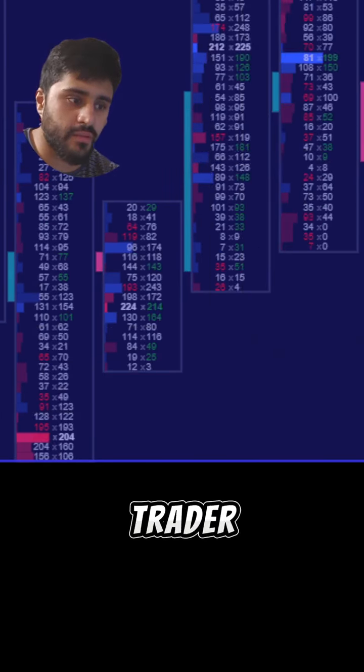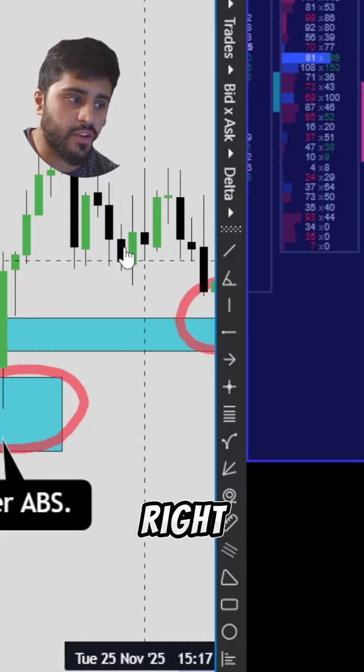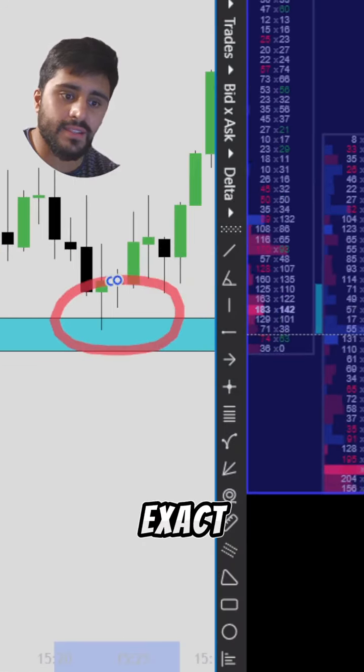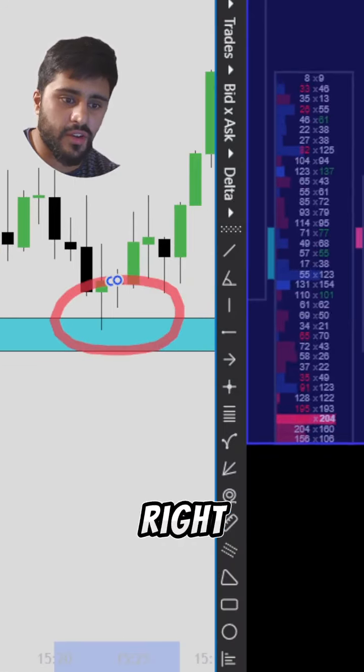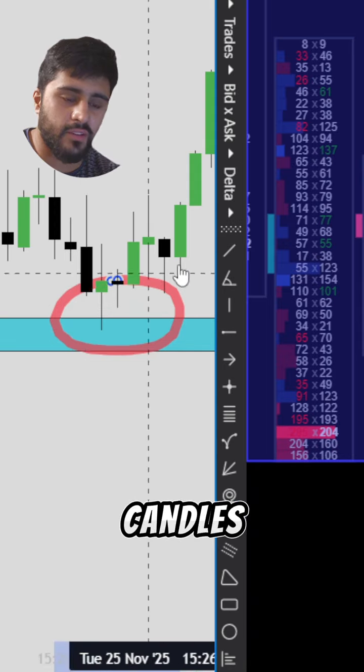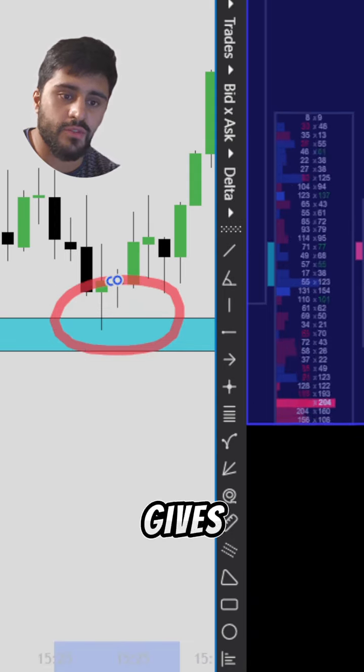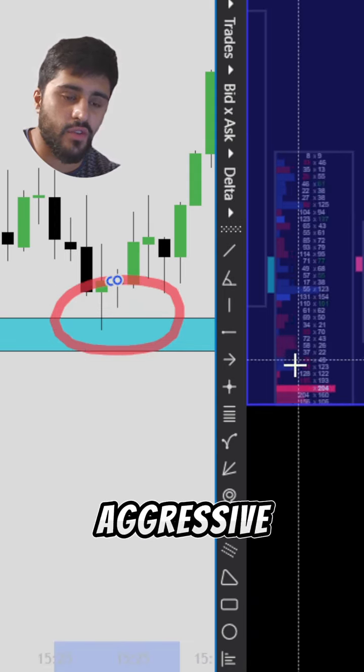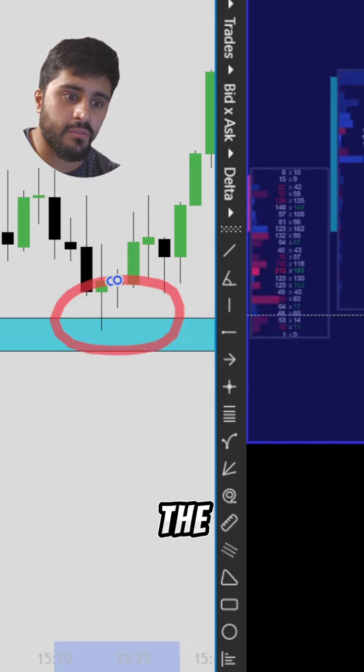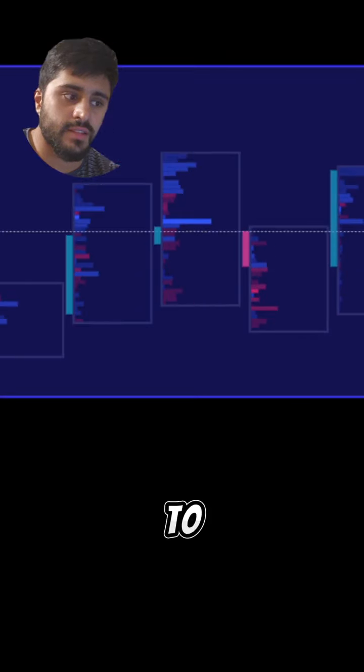So if you're a trader trading fair value gaps and you're struggling to find the exact entry, it's because of this. When you have these candles with the order flow, it gives you a better insight into seeing the aggressive sellers failing as the market begins to tank to the upside.